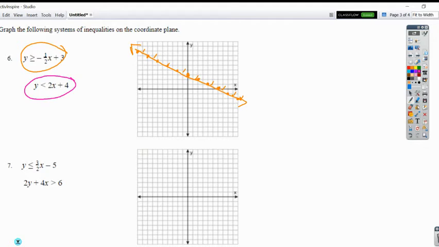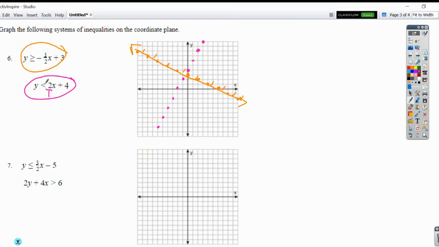Y is less than 2x plus 4. Begin that with my 4 on the y-axis. 1, 2, 3, 4. And then 2x uses my slope as a 2 over 1. So we'll be going up 2 and right 1, up 2, right 1, up 2, right 1. And I'll turn that around as well. Down 2, left 1, down 2, left 1, down 2, left 1. So that we can create this line.